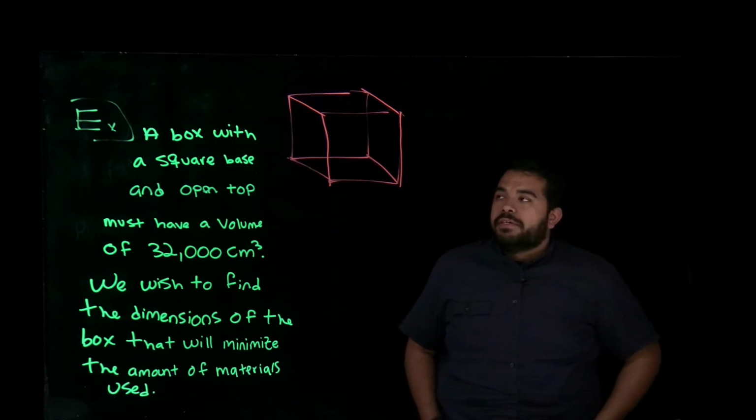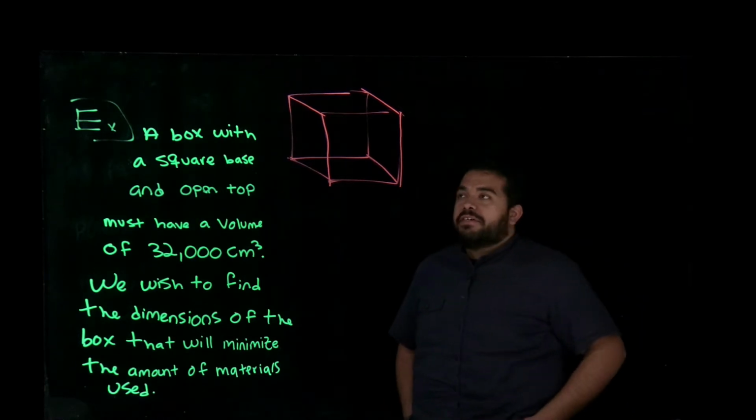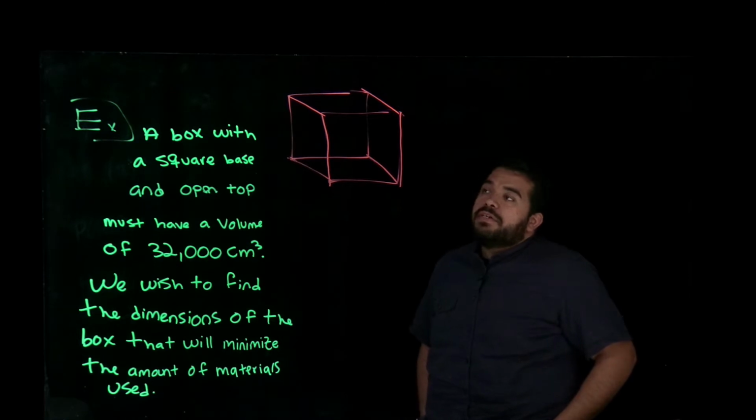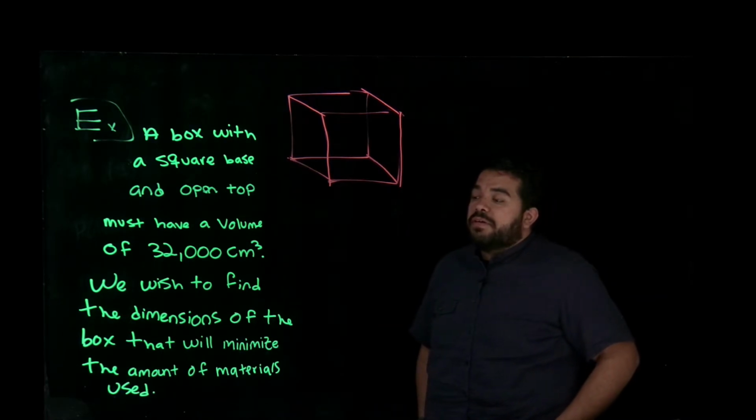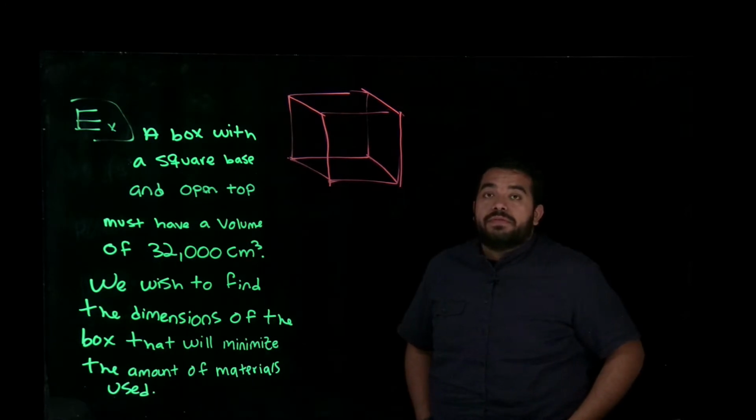Hi, welcome. So today we're going to be working on this example here. Let's go ahead and read it. A box with a square base and open top must have a volume of 32,000 centimeters cubed. We wish to find the dimensions of the box that will minimize the amount of materials being used.